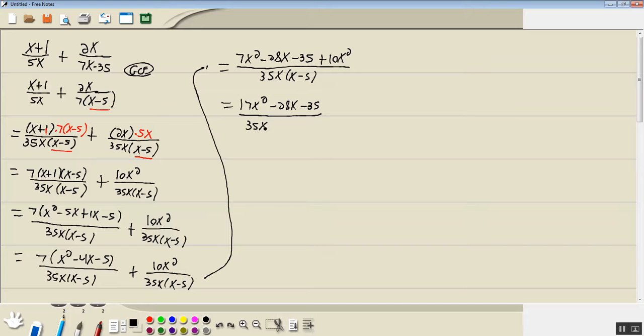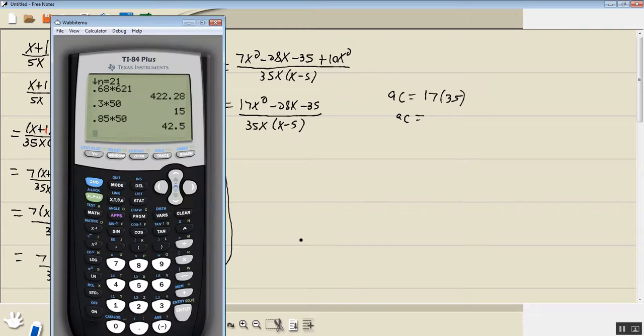over 35x times x minus 5. Well, if that factors, that's a nasty factoring. Let me try it. It'd be key number, so I take 17 times 35, and that's 595.